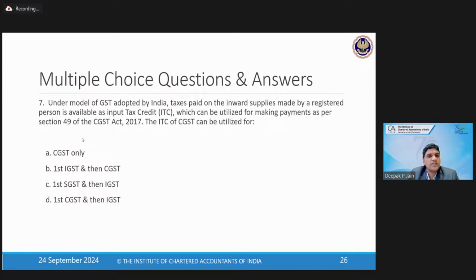Under the model of GST adopted in India, taxes paid on inward supplies made by a registered person are available as input tax credit, which can be utilized for making payment as per section 49. The ITC of GST can be utilized for what? Is it CGST only? Is it IGST, then CGST, SGST and then IGST, CGST and then IGST?